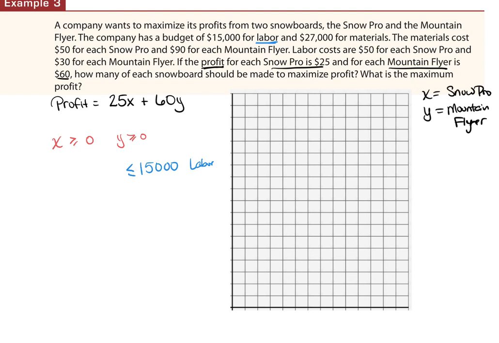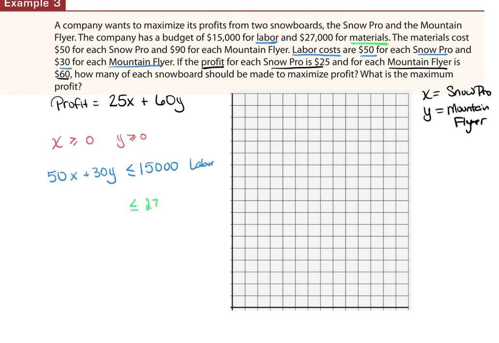Labor cost. I see another sentence here. 50 for Snow Pro, 30 for Mountain Flyer. So I'm going to say 50 for my Snow Pro and 30 for my Mountain Flyer. Those 2 must be less than or equal to my budget for that. All right? I have another constraint. What's my other constraint? Materials is my other constraint. What is my limitation on materials?